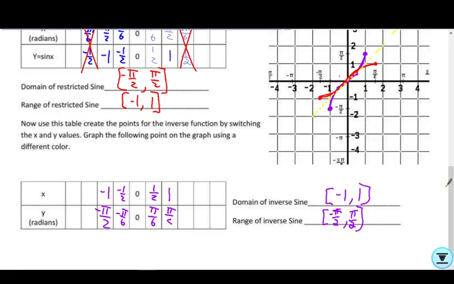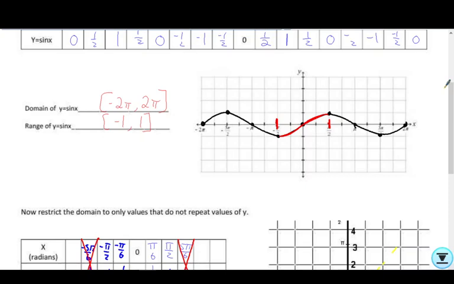Now, that means that if you think about it in its quadrants, the unit circle, from here to here, this is quadrant 1. And from here to here, this is quadrant 4. So basically, with the inverse sine, you're only going to get values back from quadrant 1 or quadrant 4, and we'll talk more about that tomorrow.